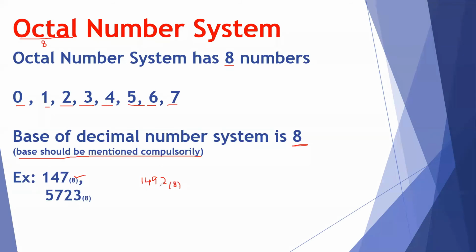You have to see the numbers also. 1 exists, 4 also exists, 9 is not there in this system. 9 is not present here. Okay, only 2 is present. If even one number is not there, still this number doesn't belong to octal. Okay, so that is the octal number system.